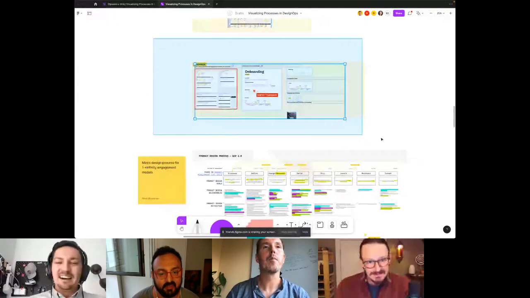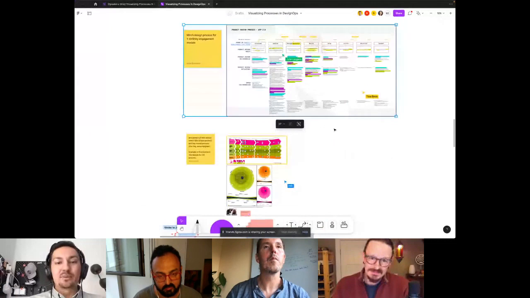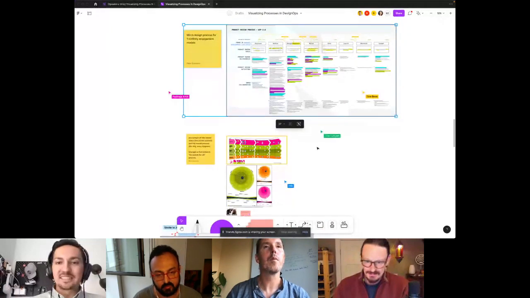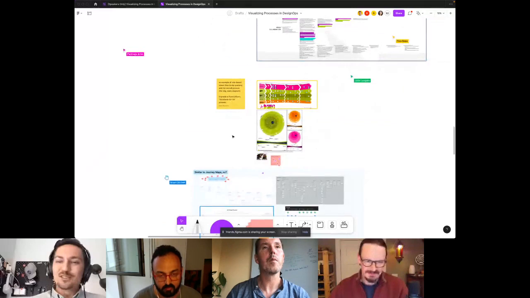We also covered the learnings. We also covered some of the examples of how other teams are visualizing their processes. I guess one of the most important insights here is that it's a journey mapping exercise, right? We can visualize all the actors, all the activities that we're performing, all the outcomes that we are creating as a part of the team.